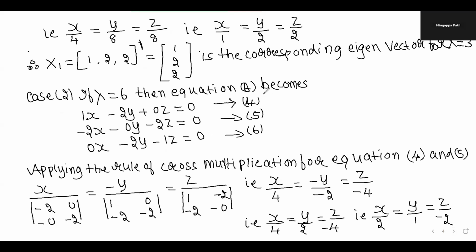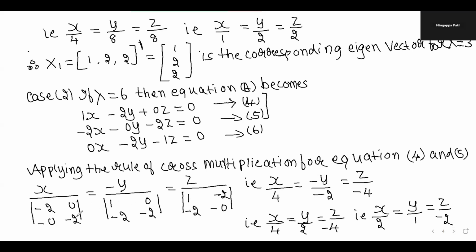You take any two equations and use the cross multiplication. You can take 4 and 5, or 4 and 6, or 5 and 6. You can take any two; the answer is the same. Look here: x divided by the determinant of minus 2, 0, minus 0 and minus 2. And minus y divided by the determinant 1, 0, minus 2, minus 2. Then z upon the determinant 1, minus 2, minus 2, 0.